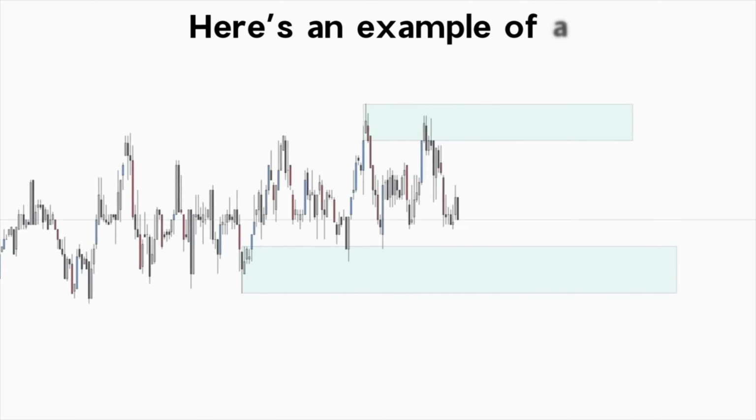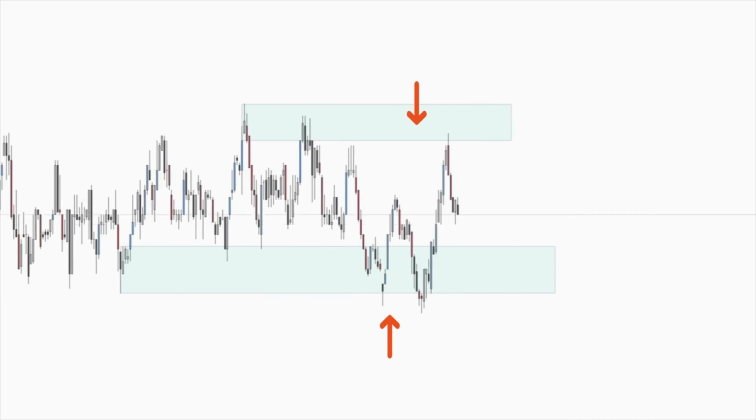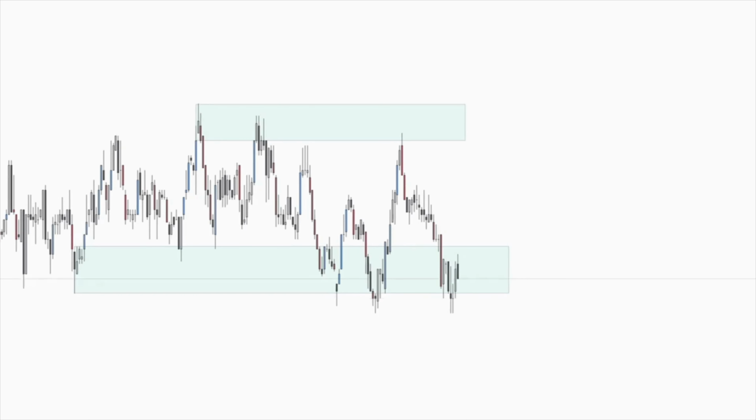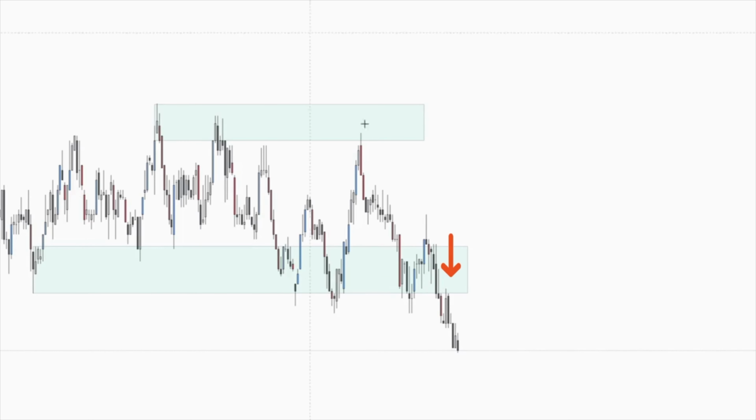Here's an example of a consolidation phase. Price bounces between supply and demand multiple times. By trading these bounces, you can capture quick profits. Alternatively, you can wait for the breakout, like this one here, to capture a new trend as it begins.